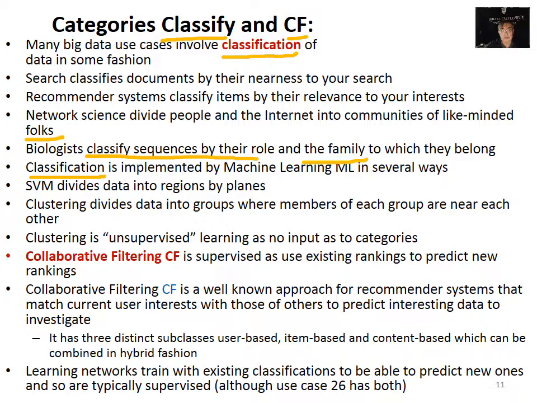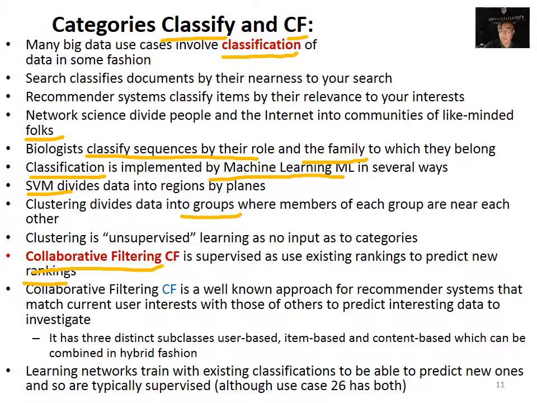Classification is almost by definition implemented by machine learning. Support vector machines chop the data up by planes. Clustering divides the data into groups, where the members of each group are near each other. Clustering is unsupervised learning, as there's no input into where the clusters are. Some clustering algorithms require you to input the number of clusters, but not all. I say collaborative filtering is supervised, as it uses existing rankings to predict new rankings.